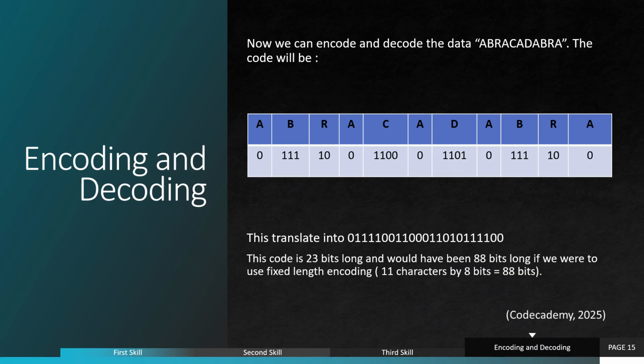And as you count them, you can see that this code is 23 bits long. And if we would have done it by fixed length, it would have been 88 bits long, which would be 11 characters multiplied by 8 bits, and you get 88 bits. So you can see there's a big difference in how many bits it would have been between the two.